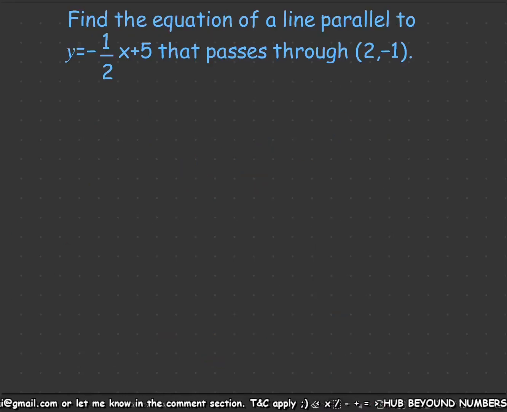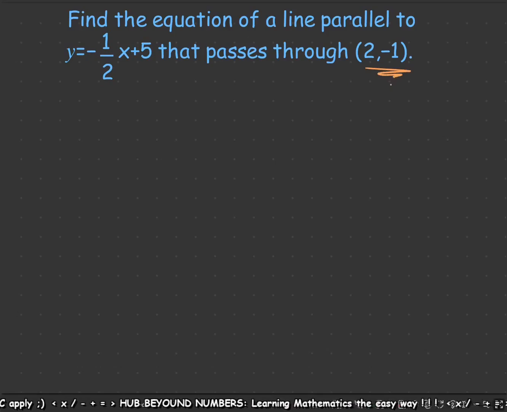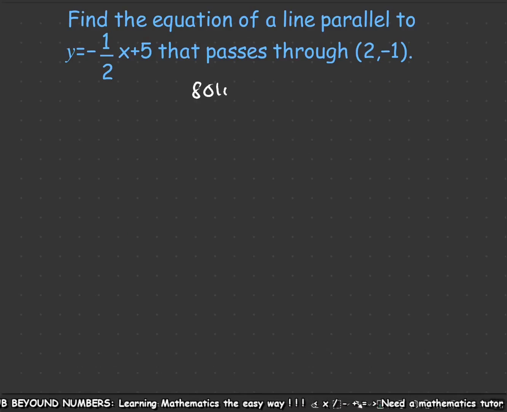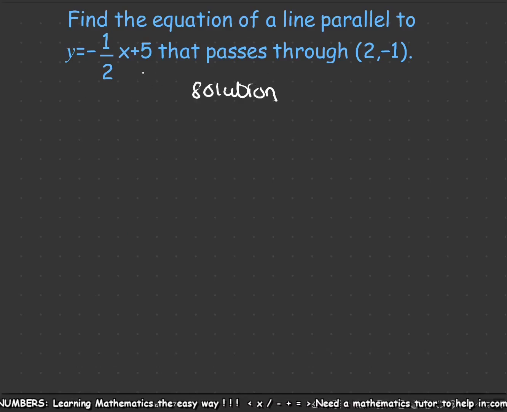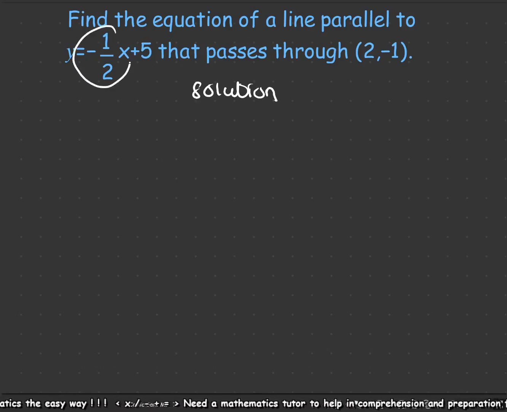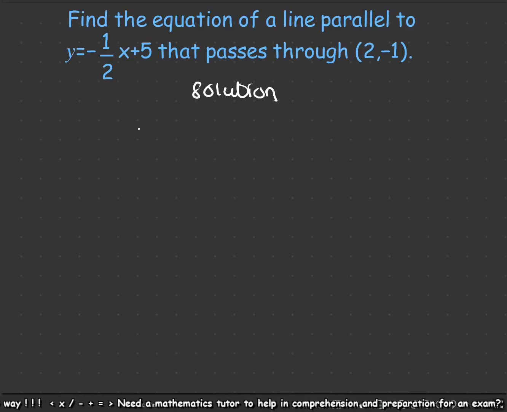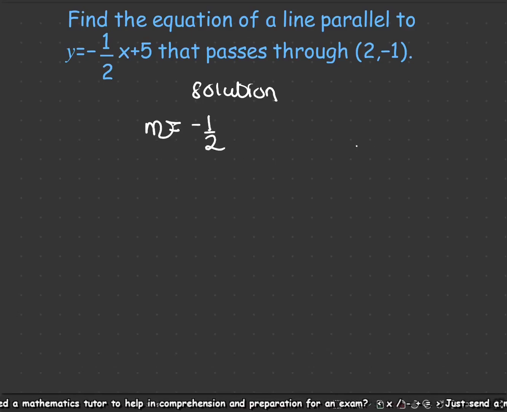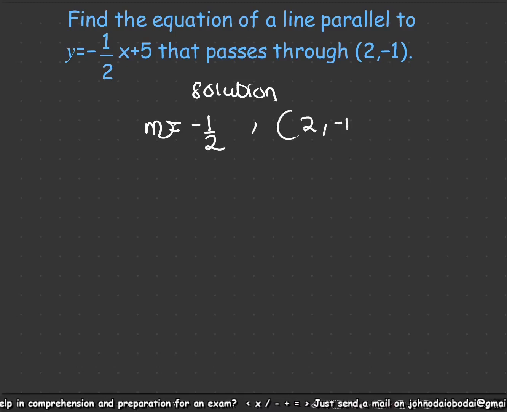Looking at our second question, it says to find the equation of the line parallel to y equals negative 1 over 2 x plus 5, passing through this point. This time, let's go straight to the point since we understand the ins and outs. Since the lines are parallel, they have the same gradient. Looking at the given equation, its gradient, our m, is equal to negative 1 over 2. We already have our point, which is 2, negative 1.